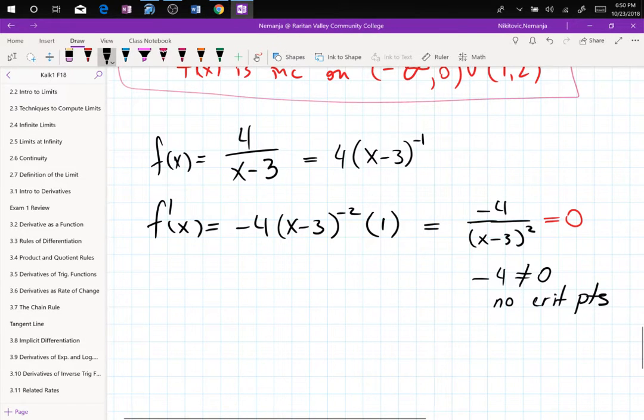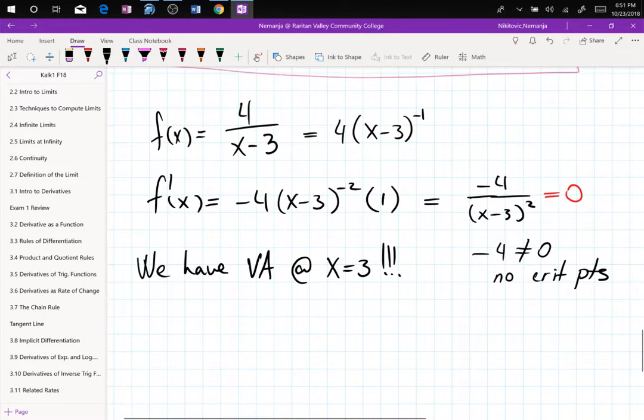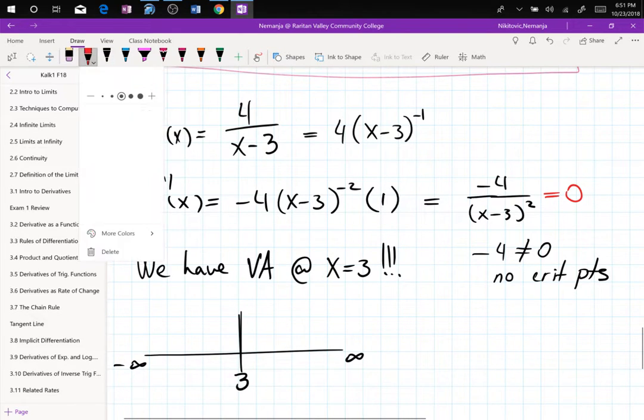No. We have a vertical asymptote at x equals 3. And we partition there. So your entire domain is partitioned at 3, from negative infinity to positive infinity. Partitioned at 3. So what are my test points?